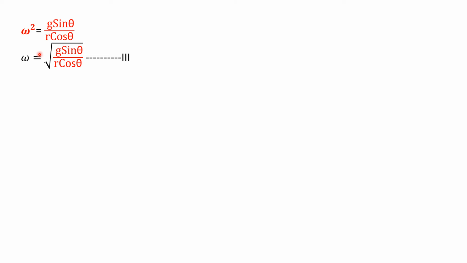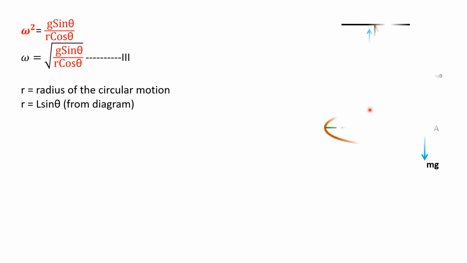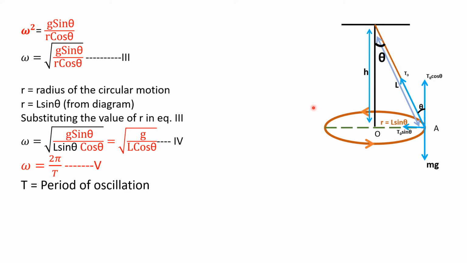Considering the same equation, we can write the value of omega is equal to square root of g sin theta upon r cos theta. Here omega is the angular velocity of a ball. From this diagram, we get the value of r, that is the radius of circular motion of a bob, is L sin theta. Substitute the value of this r in equation 3.